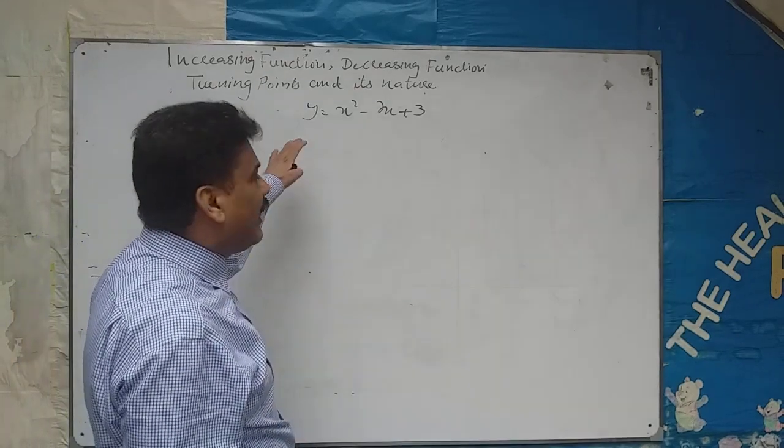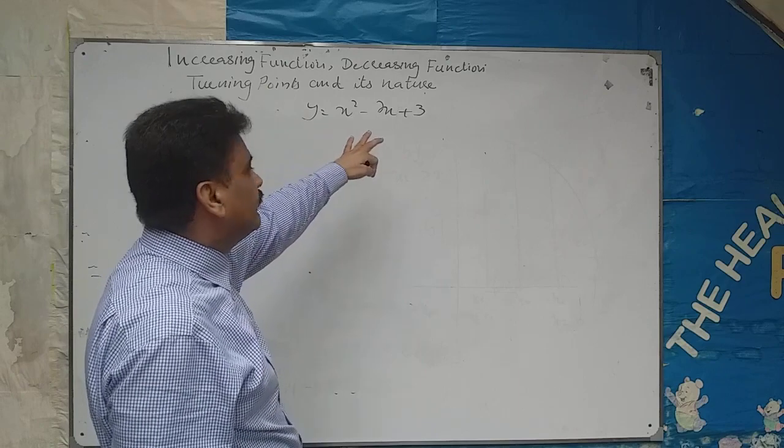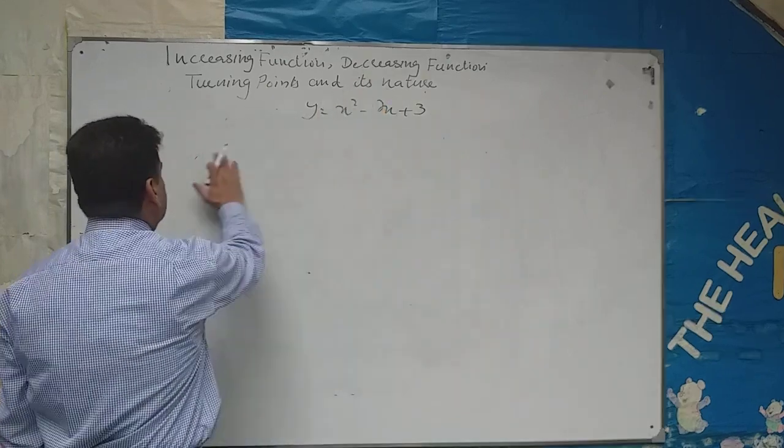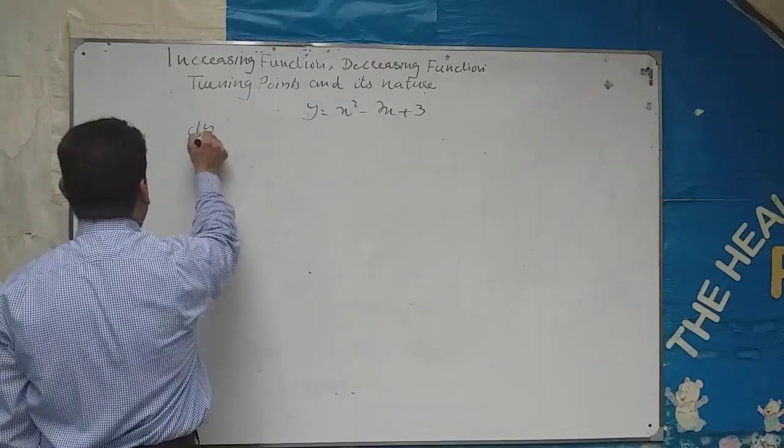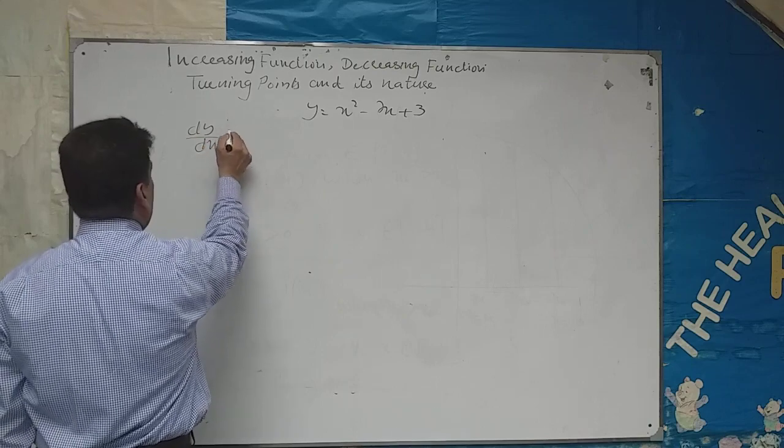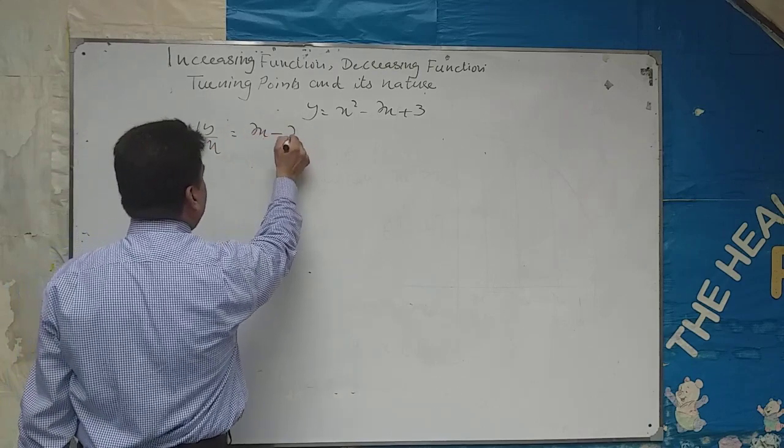To find the turning point, we just equate the first order derivative to 0. Here dy by dx, differentiating with respect to x, is 2x minus 2.